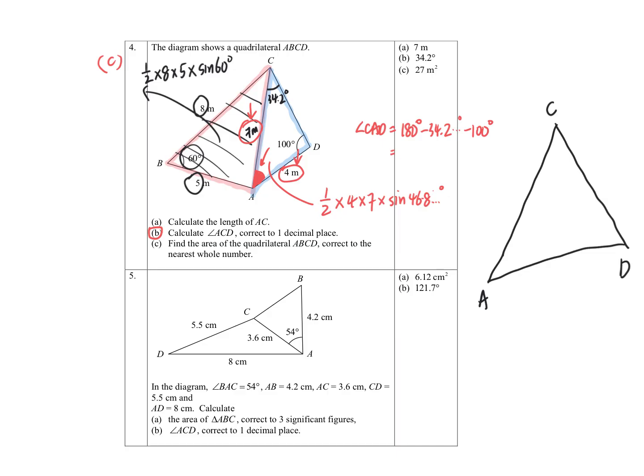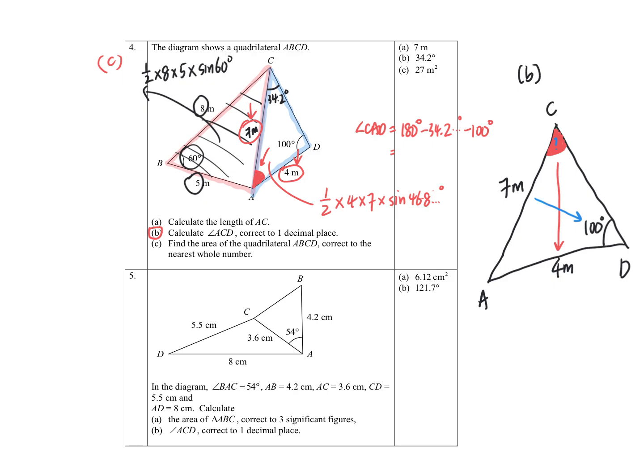Okay, question 4 part B. I know this one AC is 7. This is 100. This is 4. So what you can use is find the pair. I want to solve for this. So this is one pair. Okay, this is the other pair.